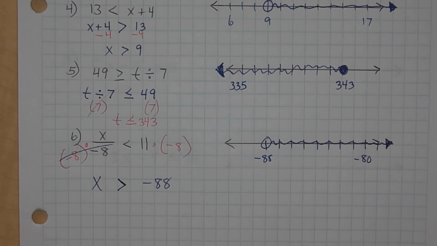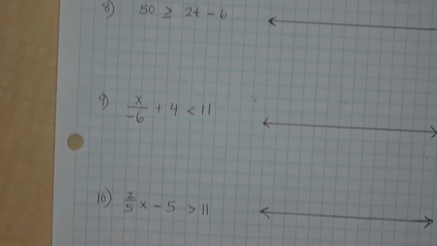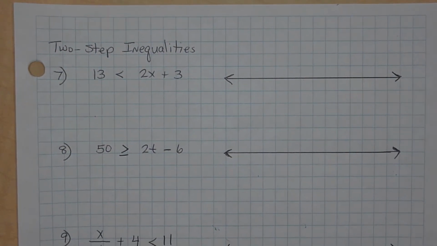Okay. Now, let's talk about two-step inequalities. Now, two-step inequalities, I don't have as many as I did here. I had 6 one-step. I only got 5 two-steps.